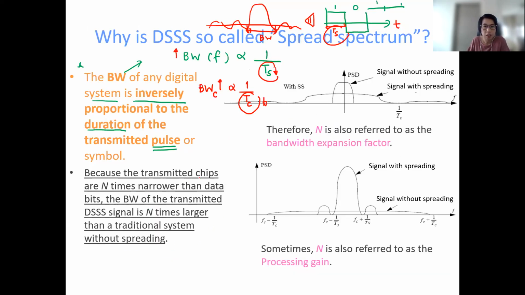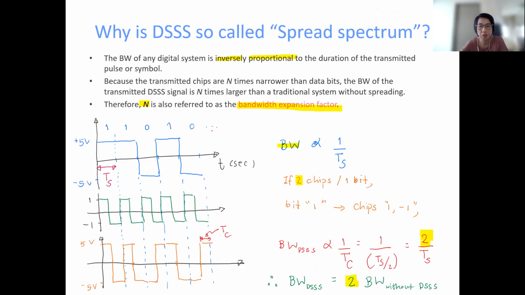All right, because the transmitted chips are n times narrower than the data bits, the bandwidth of the transmitted direct sequence signal is n times larger than the traditional system without spreading. So what it means here is that, for example, maybe better to explain using this page, okay? I draw here the original data sequence that you need to send without spreading, without direct sequence spread spectrum.